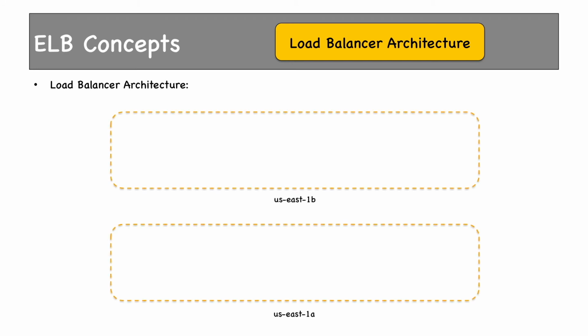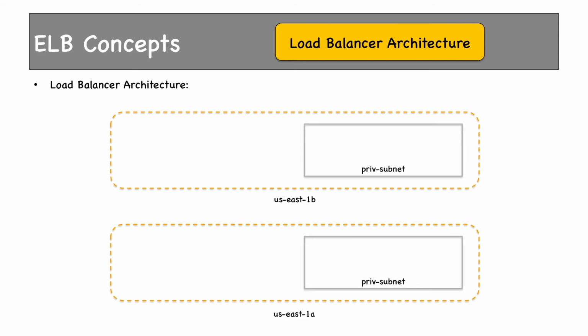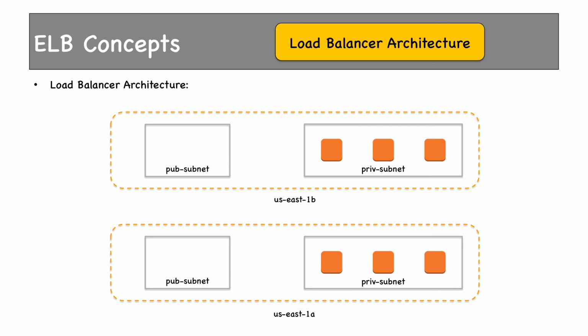Here we have two AZs, 1A and 1B. Each AZ has a private subnet. EC2 instances are placed behind these subnets. We want the load balancer to send traffic to these EC2 instances only, which are in a private subnet. There are two public subnets, one in each of the AZs as well. When a load balancer is created, make sure to add these public subnets in the load balancer.